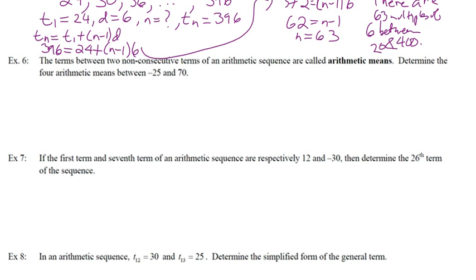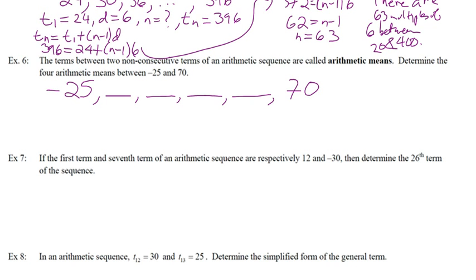The terms between two non-consecutive terms are called arithmetic means. Determine the 4 arithmetic means. So this is what it means. We have a sequence that starts at -25. Then there are 4 other numbers which form an arithmetic sequence, and it ends in 70. We have to figure out what numbers go in those blanks such that we get an arithmetic sequence.